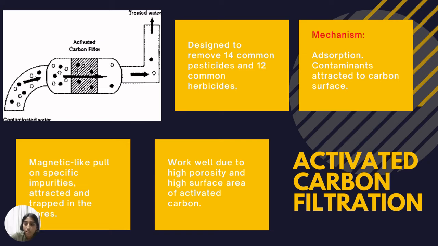As the water passes through the activated carbon bed, contaminants are attracted to the activated carbon surface and held to it. There will be a magnetic-like pull on specific impurities, in this case pesticides and herbicides, where they will be attracted and trapped in the pores of the carbon surface area. This method is known to work well due to the high porosity and high surface area of the activated carbon. Hence, through these two treatment methods, a cleaner and more purified water will be obtained at the end of the day.